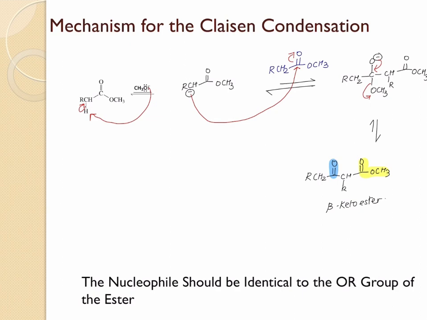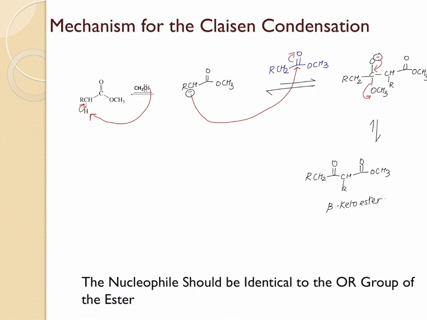You can also look into the reaction here, where you can see that the base that is used for the synthesis is exactly the same as the leaving group that is present in the reaction. Okay. So if you switch this, then probably you will get a mixture of different beta keto esters.